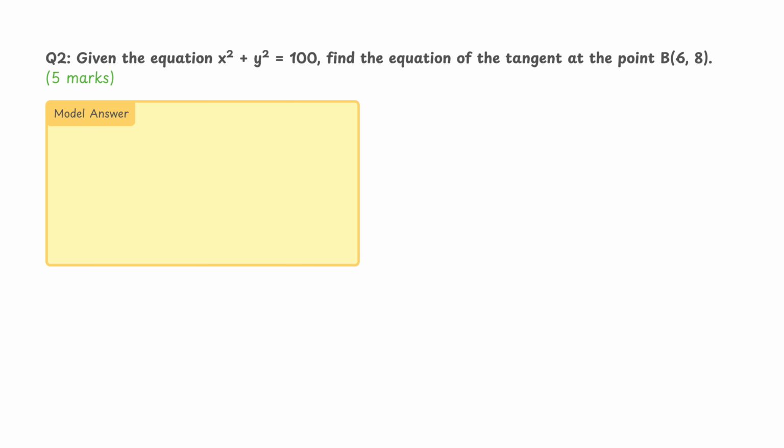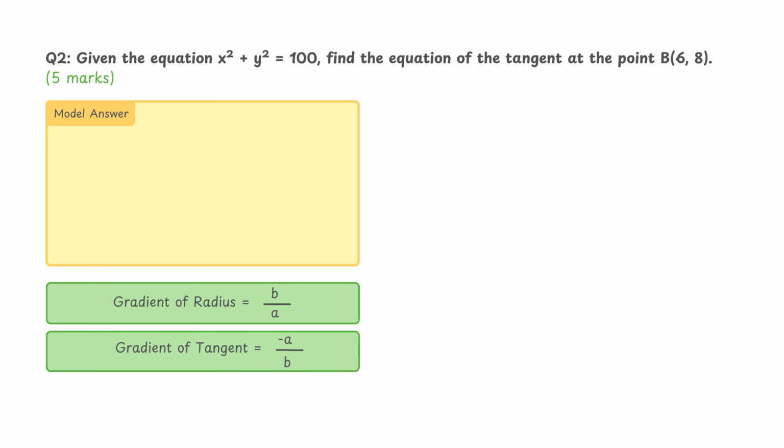Question 2. Given the equation x squared plus y squared equals 100, find the equation of the tangent at the point B, 6, 8. This question is worth 5 marks, so again, we will go step by step and make sure each part is clear. First, we identify the center of the circle. Since the equation is x squared plus y squared equals 100, the center is at 0, 0. Now we find the gradient of the radius from the center to the point B, which is 6, 8. The gradient is change in y over change in x, so this gives us 8 over 6. We simplify this fraction. 8 over 6 becomes 4 over 3. This earns 1 mark.